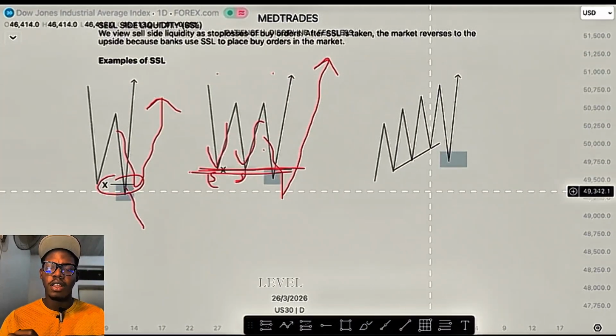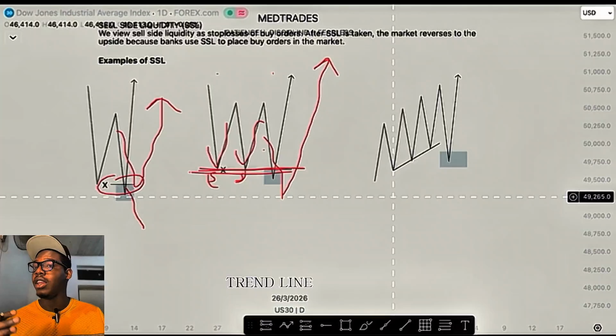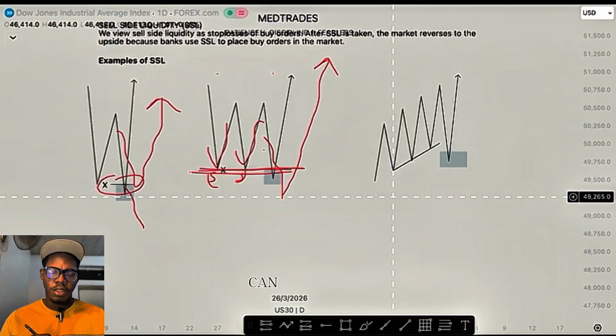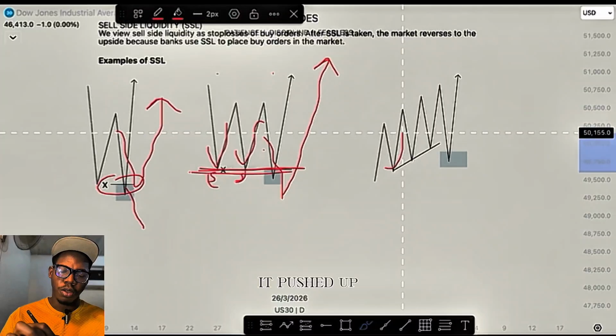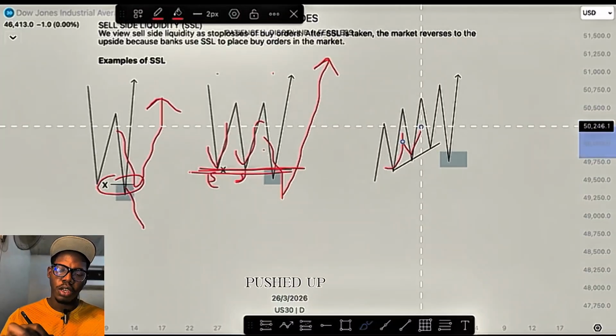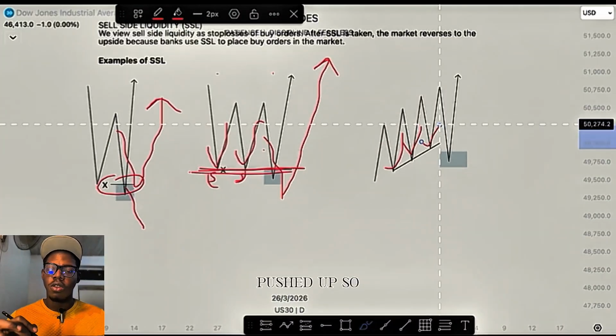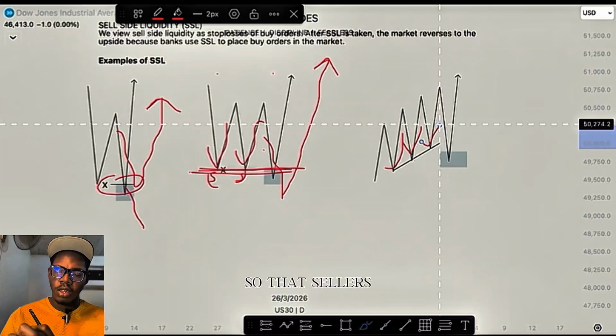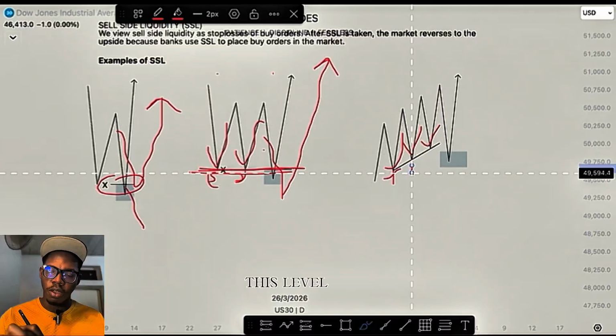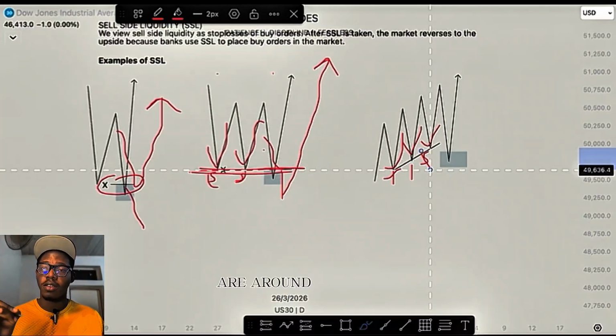Now, we come over to this zone right here. At this level, this is also a trend line liquidity. As you can see, the price tapped on this trend line and pushed up. It came here again, it pushed up. It came here again, it pushed up. So there are sellers' stop losses around this level here. There are stop losses around this level.